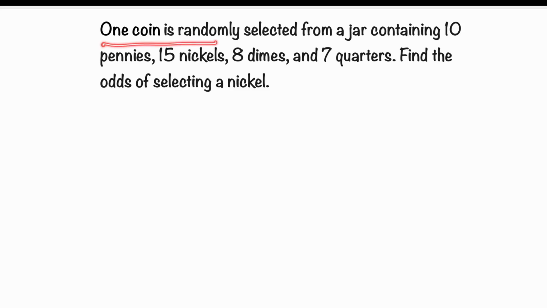One coin is randomly selected from a jar containing 10 pennies, 15 nickels, 8 dimes, and 7 quarters. Find the odds of selecting a nickel.